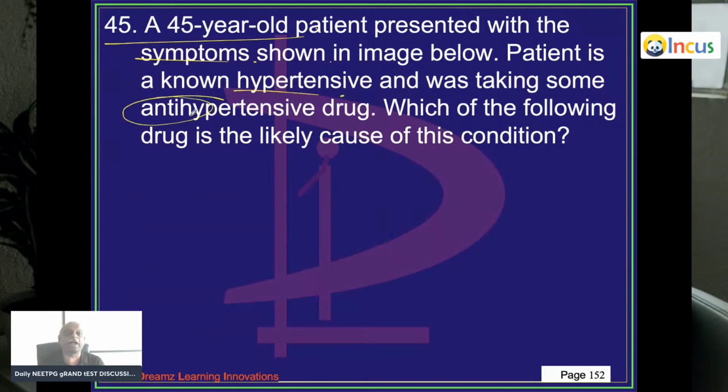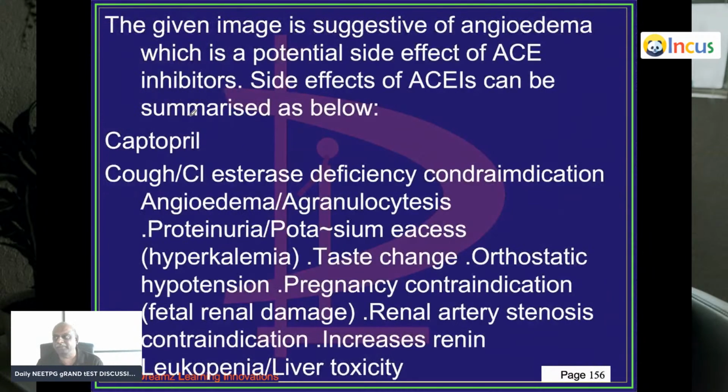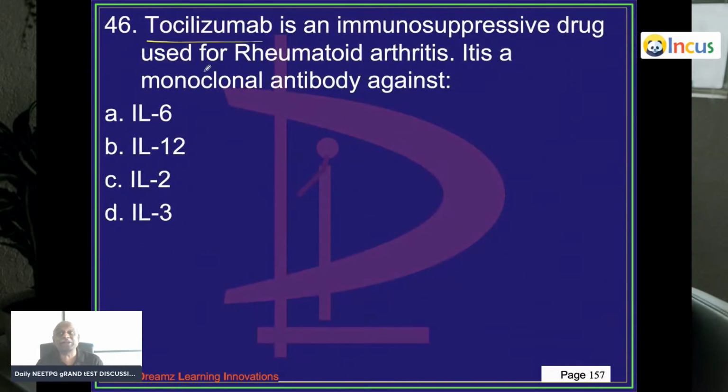So she is on hypertension. Which antihypertensive leads to angioedema? Lisinopril. Perfect.